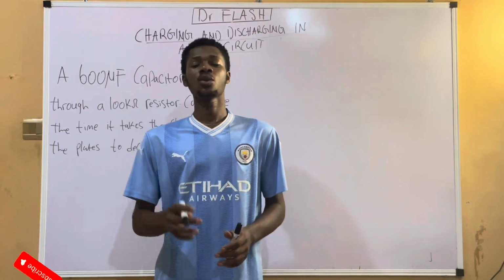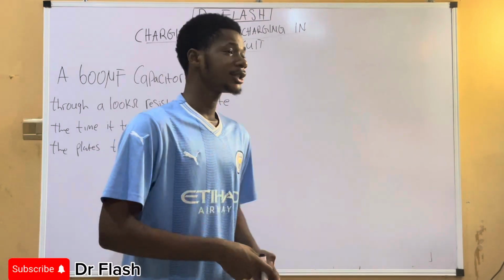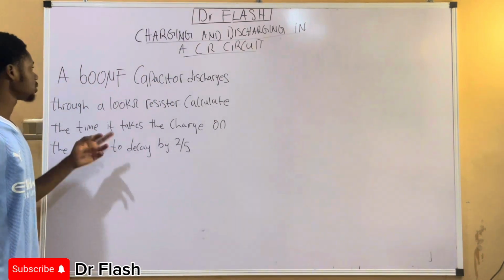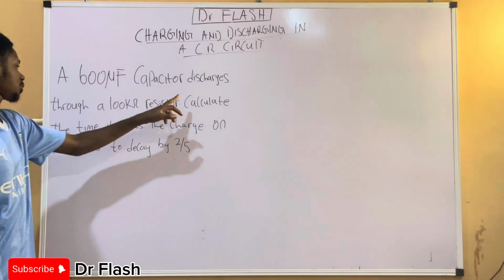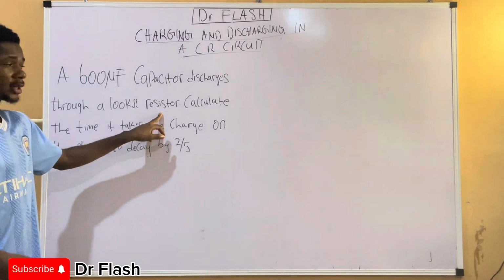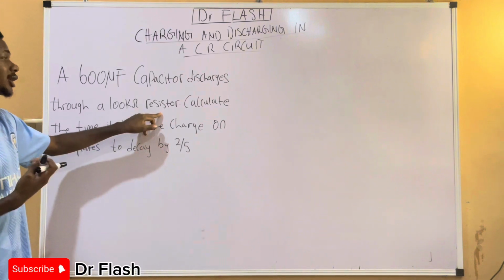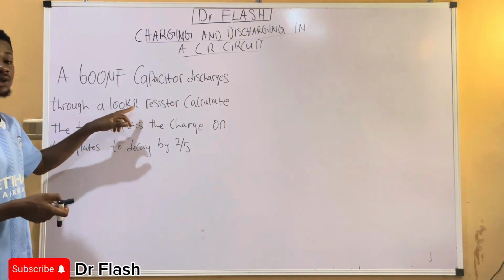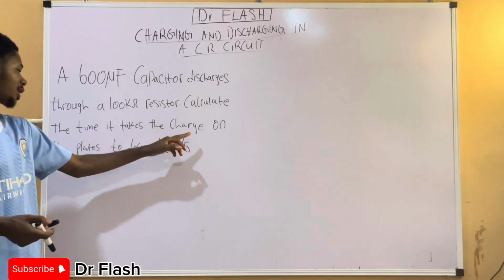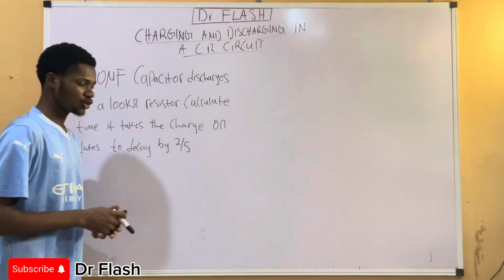In this video, we're going to be talking about charging and discharging a capacitor still. Okay, now here's the problem on the board. It says a 600 microfarad capacitor discharges through a 100 kilo ohm resistor. Remember I said in my previous video on charging and discharging of the capacitor that you need the resistor to charge or discharge it. Okay, now calculate the time it takes the charge on the plate to decay by 2/5.